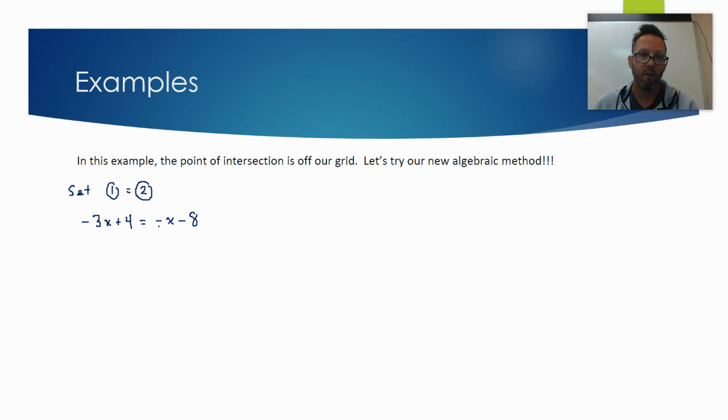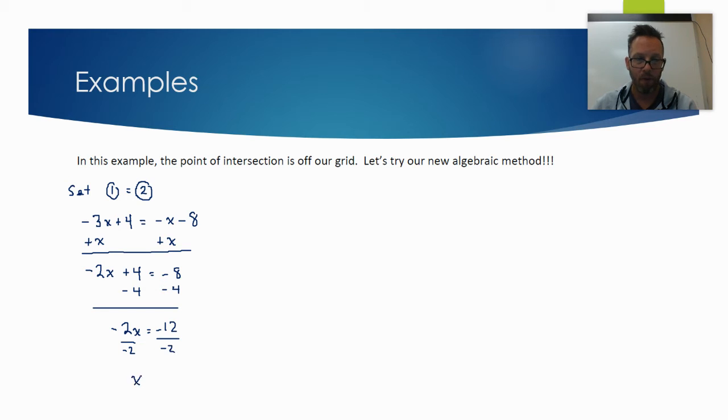No fractions to deal with here. We'll just use our solving by collecting method. We'll add x to each side, add 1x to each side, collect those. We get negative 2x plus 4 equals negative 8. We'll subtract 4 from each side. Negative 2x equals negative 12. And divide both sides by negative 2. Show that step if you'd like. We get x equals positive 6.